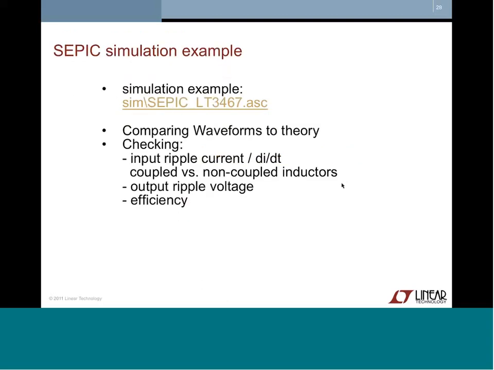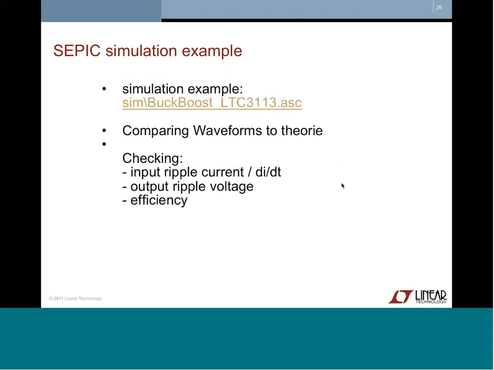Okay, so we have chosen LT3467 SEPIC configuration and LTC3113, which is a buck boost converter. And we will be checking input ripple currents, output ripple voltage, and the efficiency of these two solutions. Of course, we are trying to achieve this comparison with more or less the same input and output parameters.